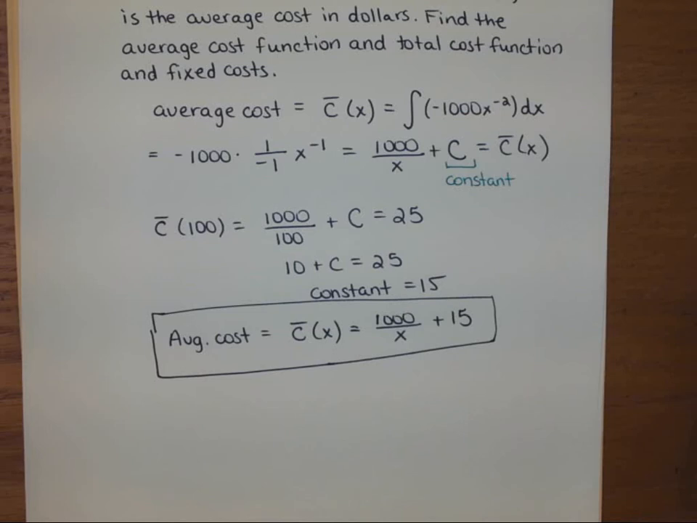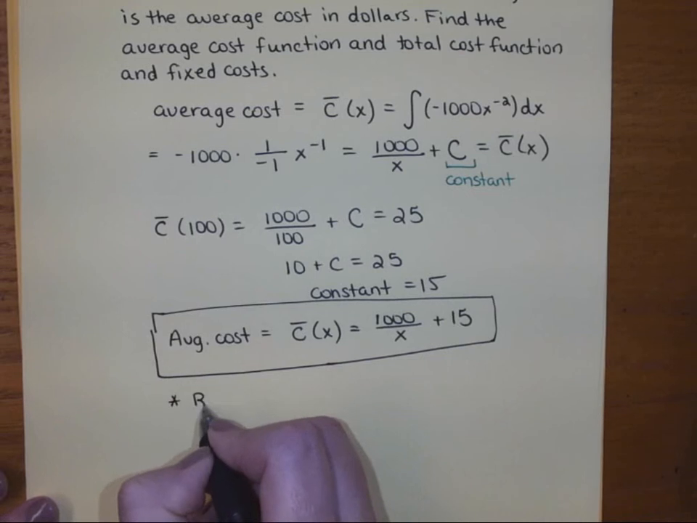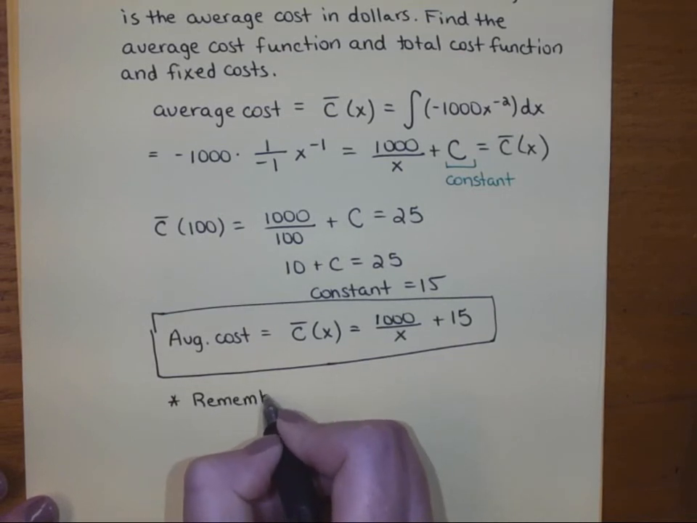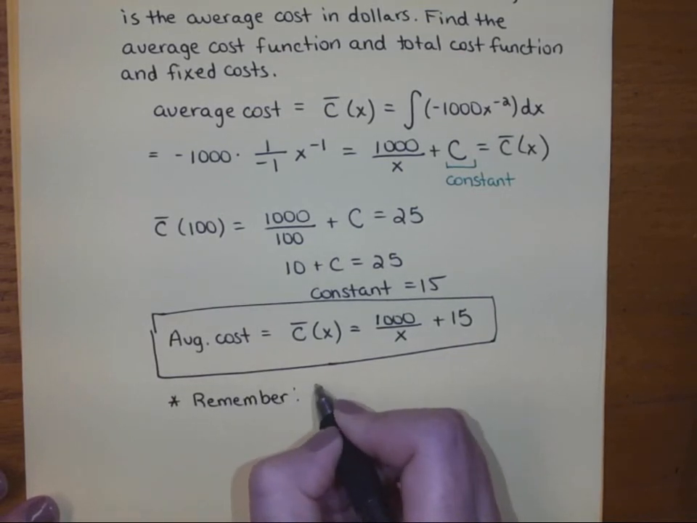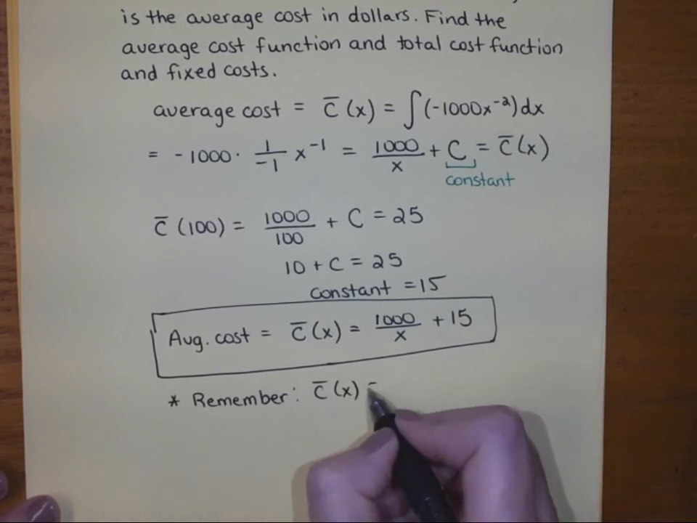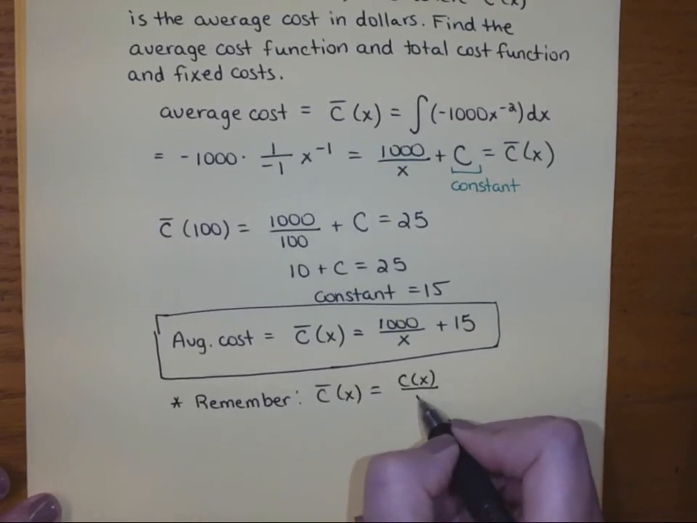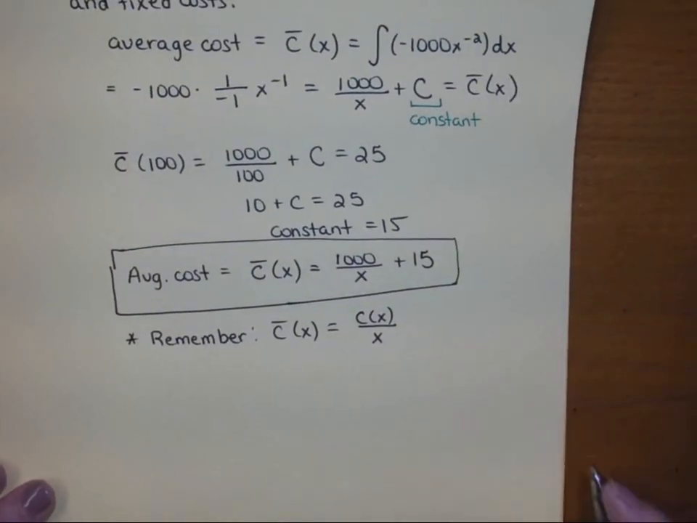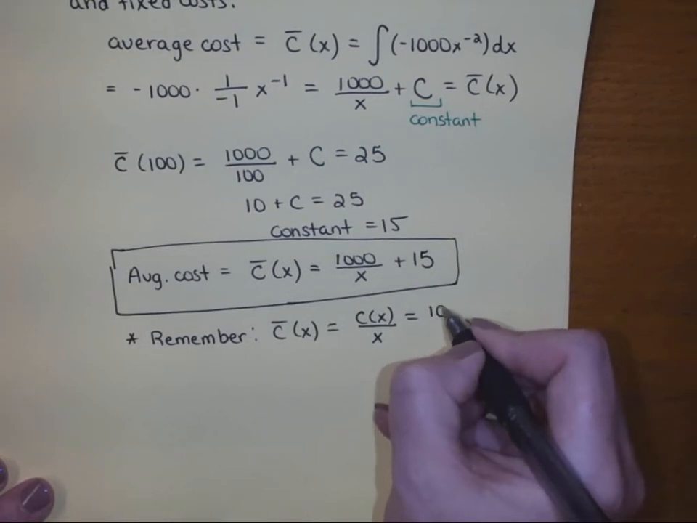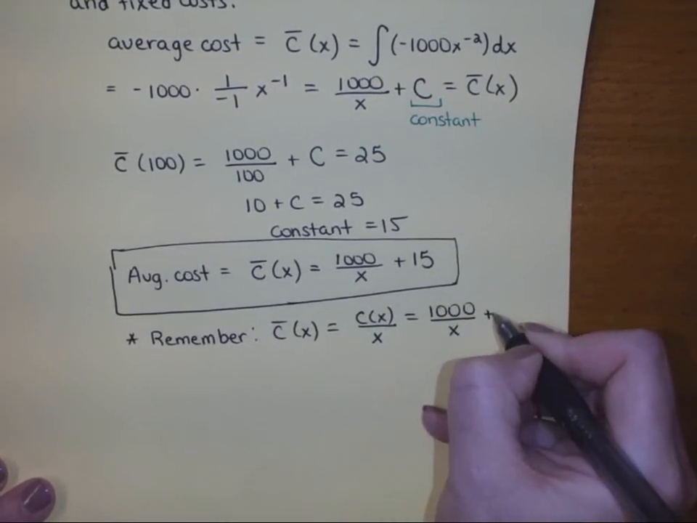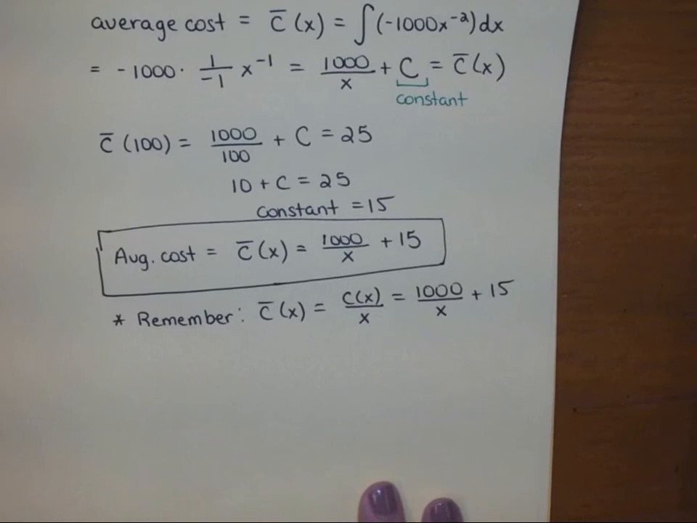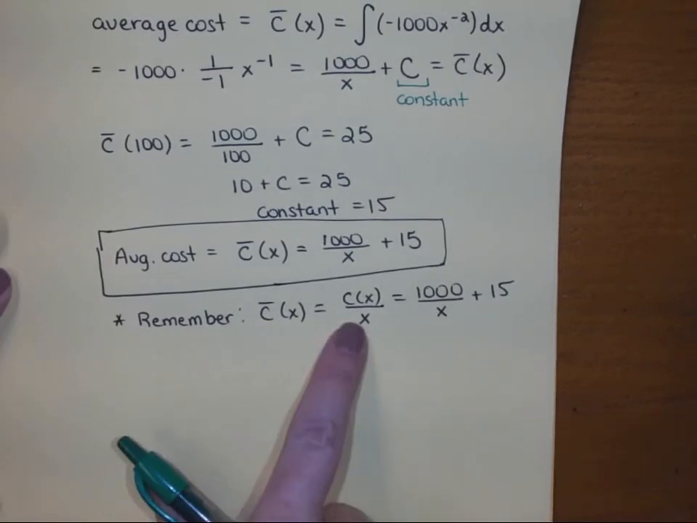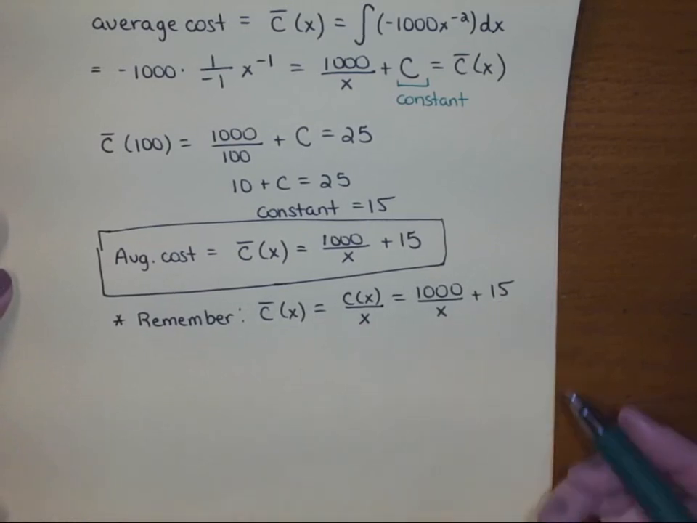So lastly, now we want to find the total cost function and the fixed costs. So it's been a little while, so let's review real quick. Remember that if I was trying to find the average cost function, the formula for that is cost over X. So this is what I have. I already know that the equation is 1,000 over X plus 15.